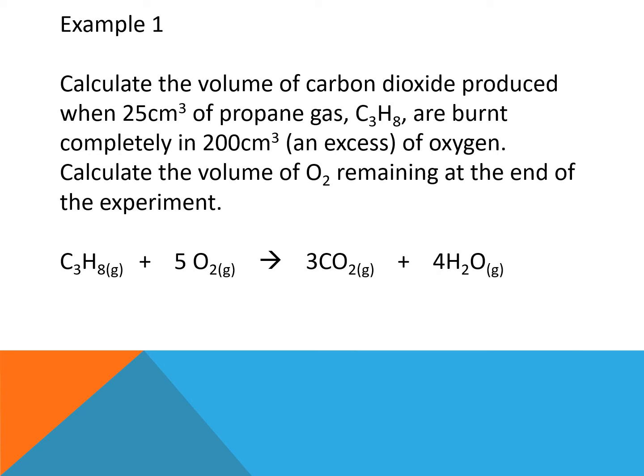Let's look at example 1. Example 1 says, calculate the volume of carbon dioxide produced when 25 centimeters cubed of propane gas are burnt completely in 200 centimeters cubed, which is an excess, of oxygen. Calculate the volume of oxygen remaining at the end of the experiment. So we know we start with 25 centimeters cubed of propane, and we know we have more than enough oxygen. So oxygen here, remember, because it's an excess, is not the limiting reagent. Propane will be the limiting reagent, and so it will dictate the ratios here.